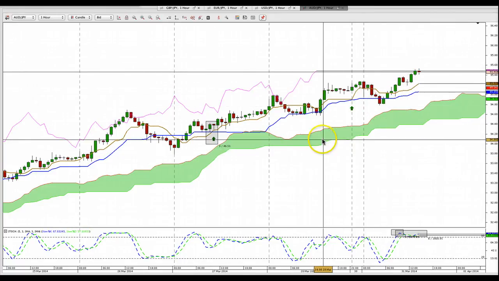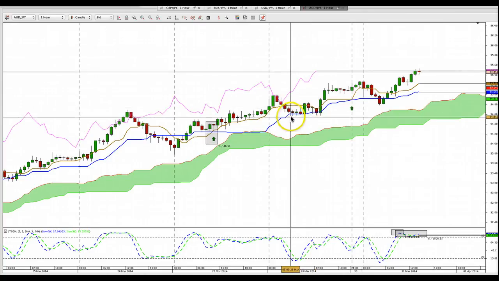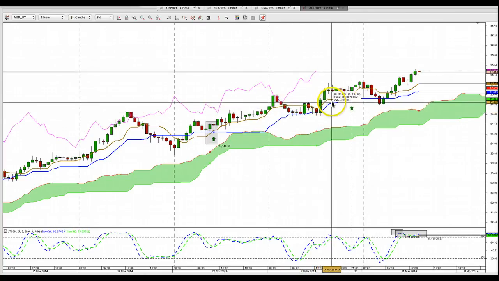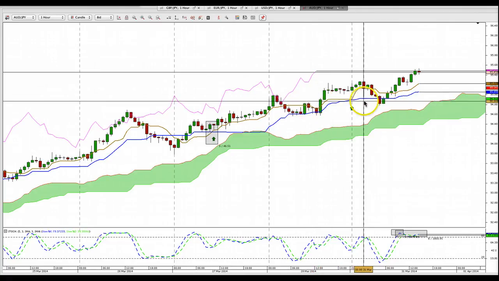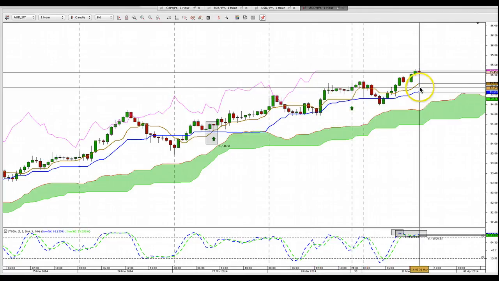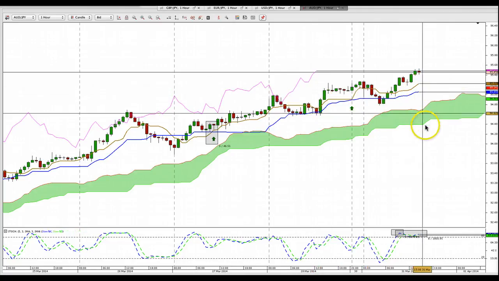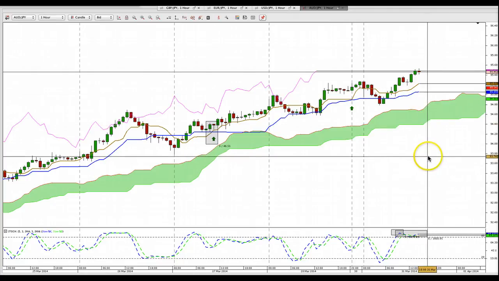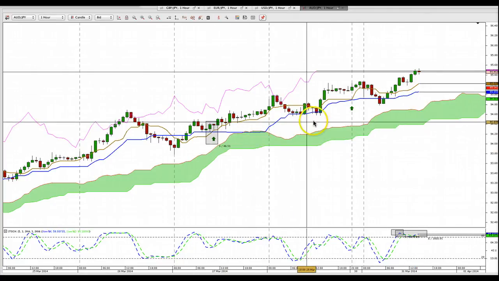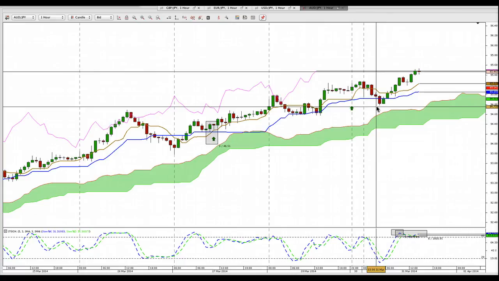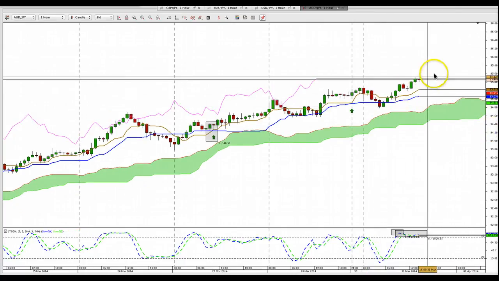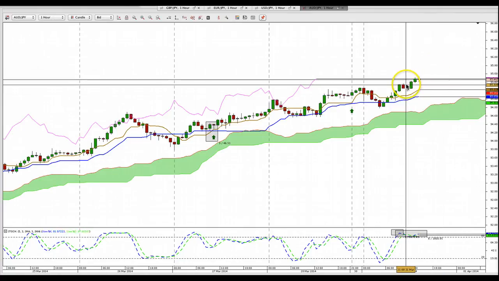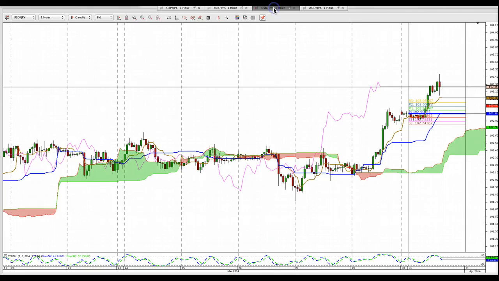So again, price above the cloud, price above these two lines. When they cross to the upside, we know we're in an uptrend. And make sure you look at your daily and the 4-hour chart to make sure that they look identical. If they all mirror each other, we've got a very strong uptrend, which should continue for the rest of the week. So let's look at another pair.